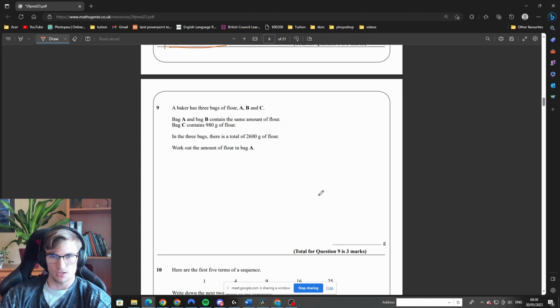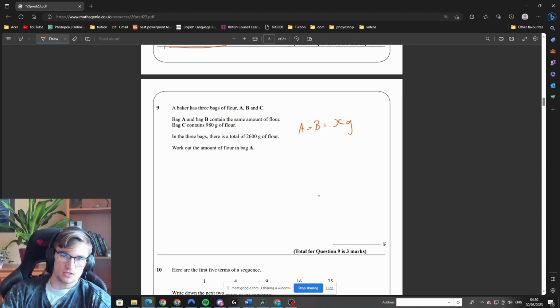A baker has 3 bags of flour, A, B, and C. Bag A and bag B contain the same amount of flour. C contains 980 grams. In the 3 bags, there's a total of 2,600 grams of flour. A plus B plus C is going to equal 2,600 grams. A is X grams. B is also X grams. C is 980. 2X plus 980 equals 2,600.